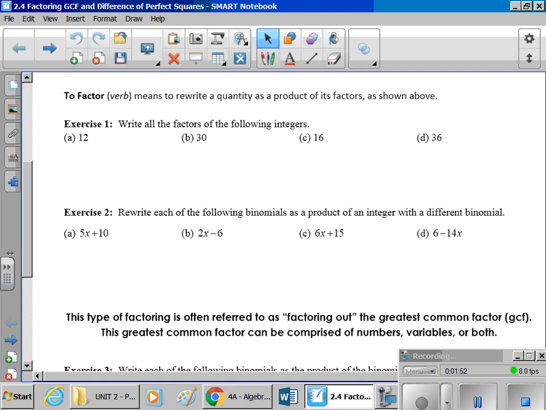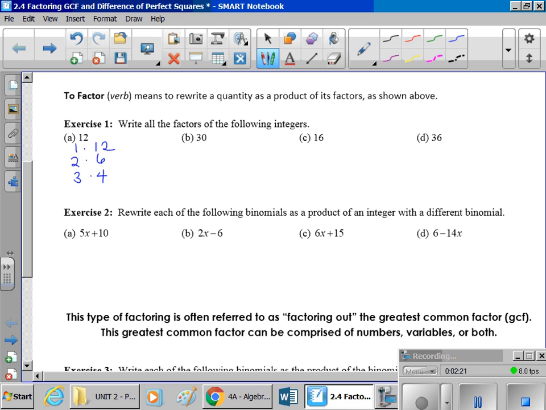So write all the factors of the following integers. If we continue the same process that I showed you before, again, if I'm trying to find the factors of 12, I want to make sure I don't miss any of them. So that's why I say 1 times 12, 2 times 6, and then 3 times 4, and 4 times 3 is just a repeat because the commutative property allows me to flip them around. So those are all the factors of 12.